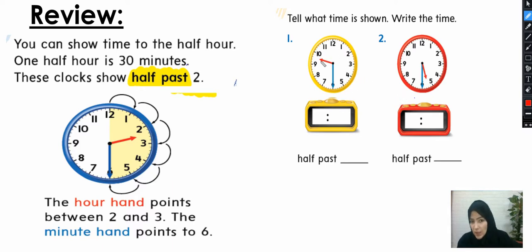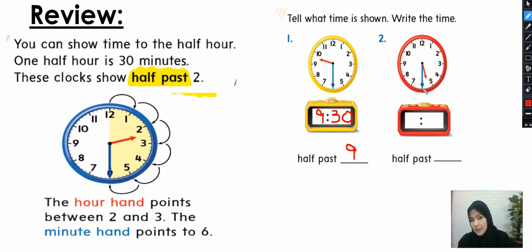For number 1, we have the hour hand right between 9 and 10, which means the hour is 9, and the minutes will be 30 because it's on the 6. The clock shows 9:30.